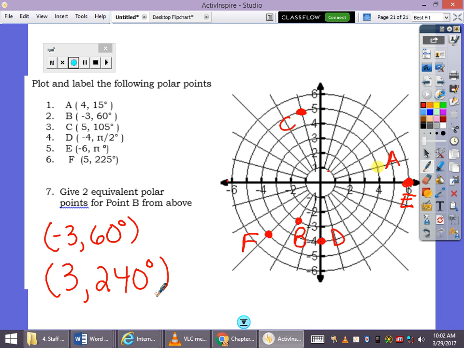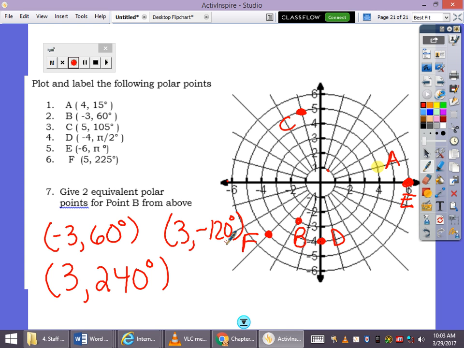No, so positive versus negative means I walk towards the number or away from the number. So I'm on the 60 line. Here's the 60 line. And because it was a negative 3, I'm going to walk away from the 60. So I'm walking actually towards the 240. Okay? Yes. 3 and negative 120. Are we good?